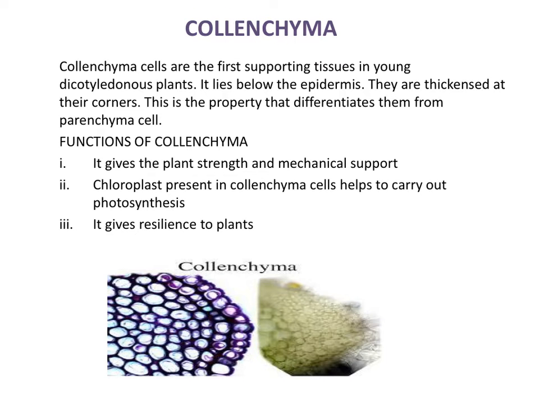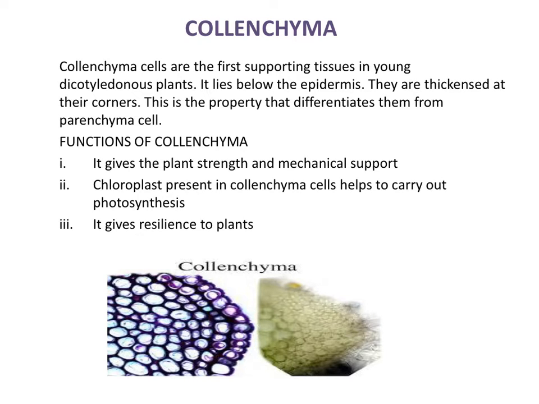Starting with collenchyma. Collenchyma cells are the first supporting tissues in young dicotyledonous plants. It lies below the epidermis. They are thickened at their corners, and this is the property that differentiates them from the parenchyma cells.